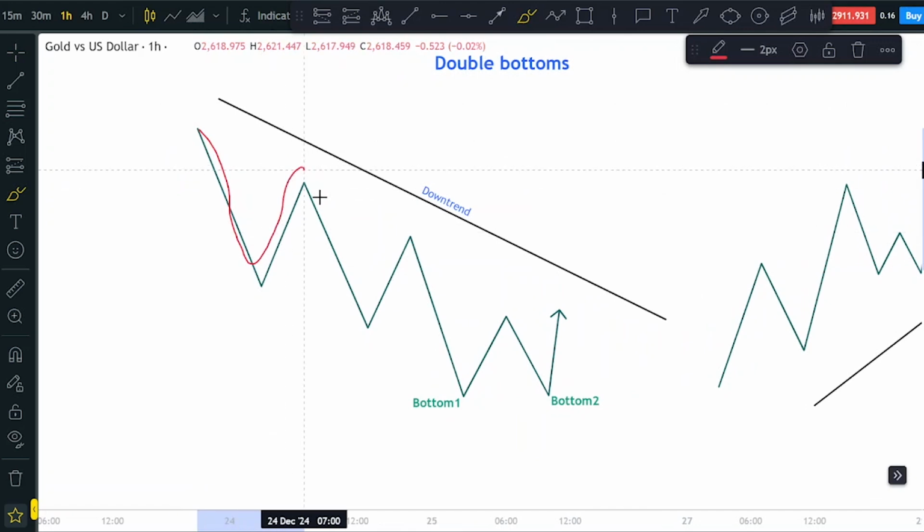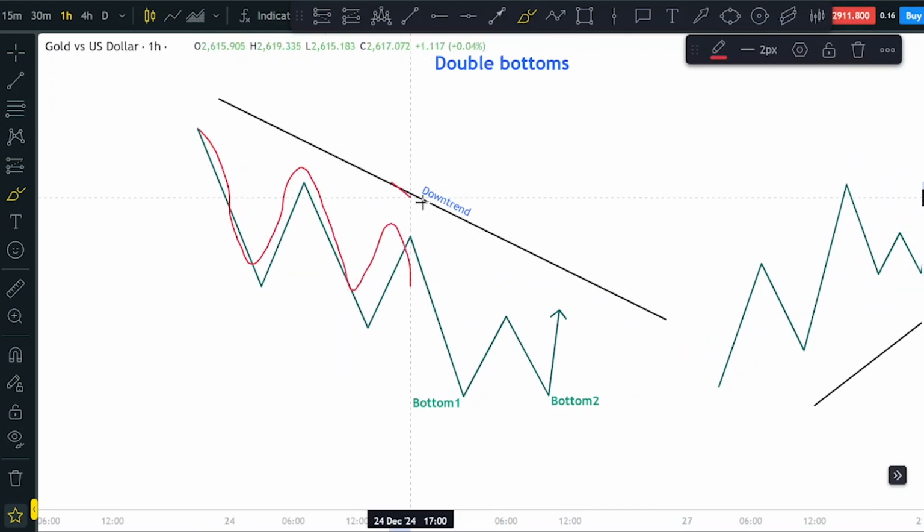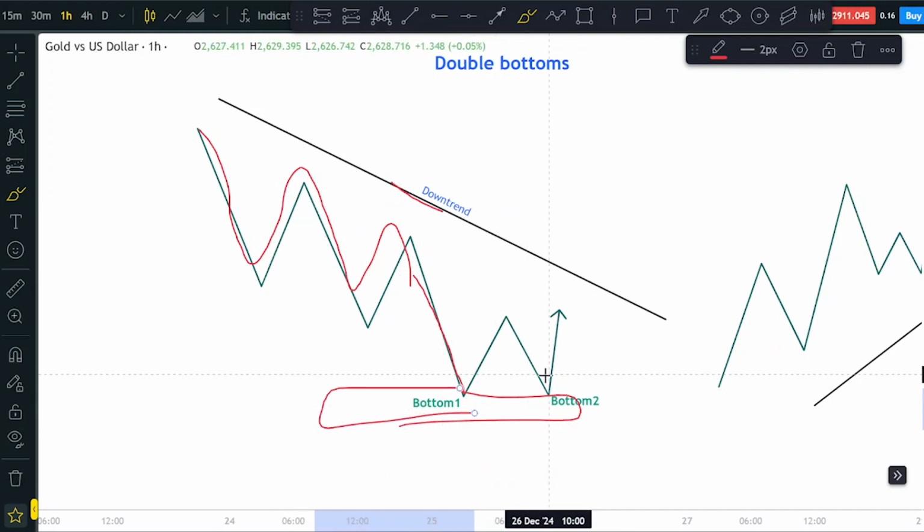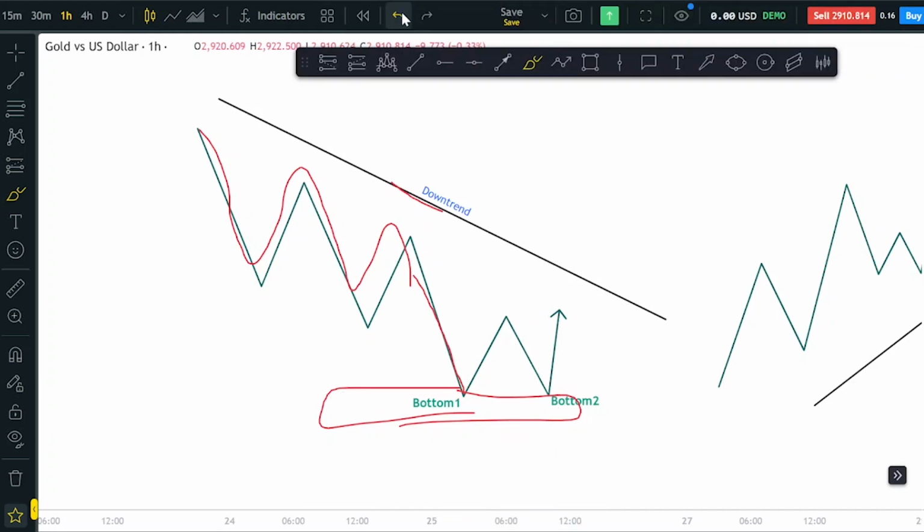When we are in the downtrend, we end up rejecting from the low. Remember, from the areas of bullish reversals, we are rejecting by forming the first bottom and even forming the second bottom, which is named the double bottom. This is a bullish reversal chart pattern.